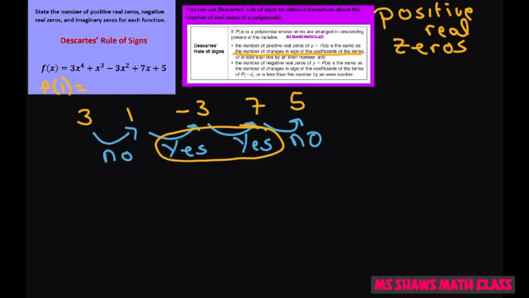So according to Descartes' rule of signs, that means we have two positive reals, or less than this number by an even number. So we could have 0.